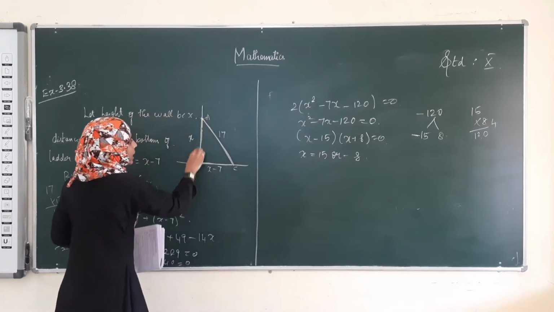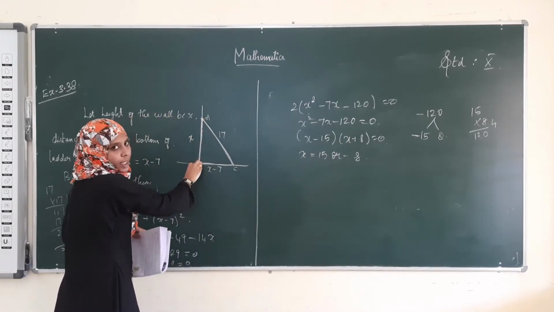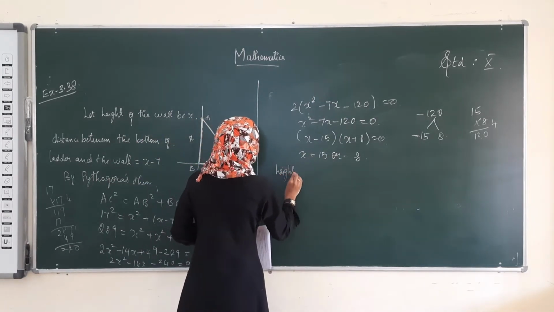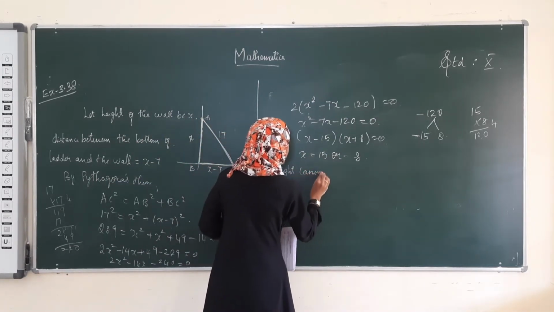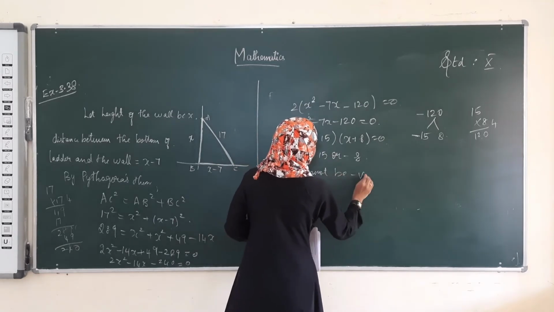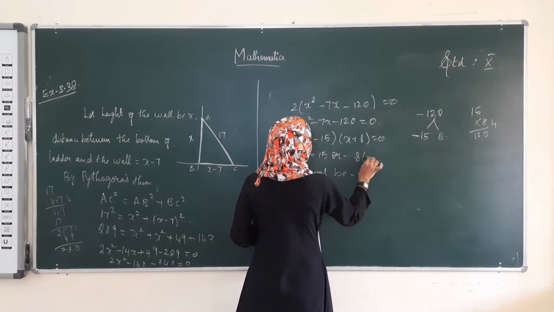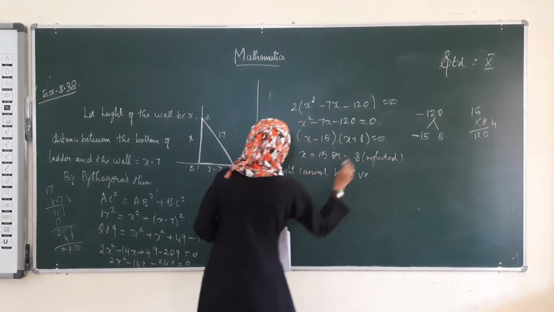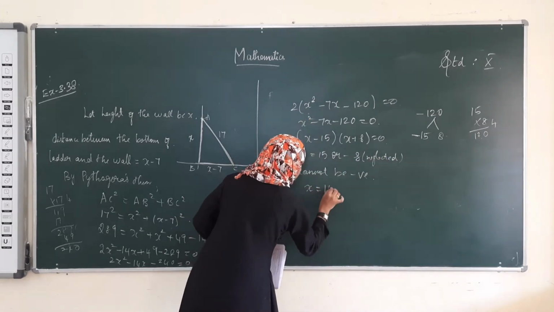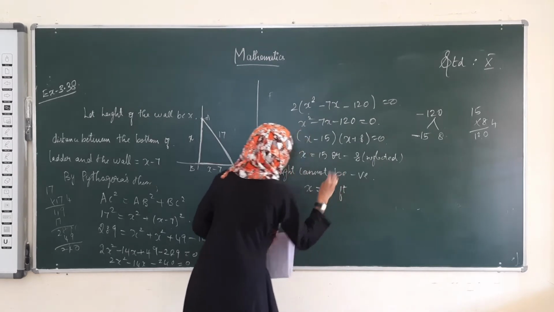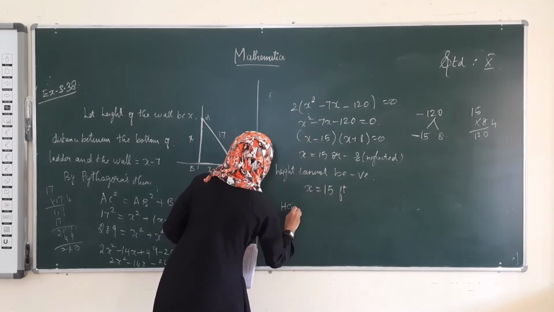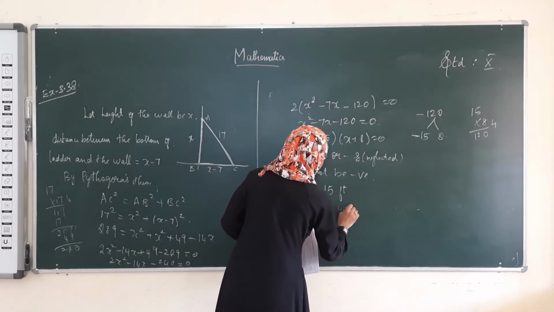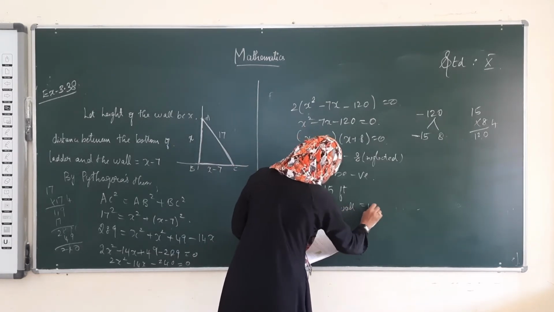So what's x? The height of the wall. We have to find the height of the wall. Height cannot be negative, so this can be neglected. On neglecting this, we get x equal to 15 feet. That is, the height of the wall equals 15 feet.